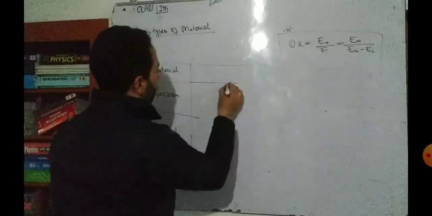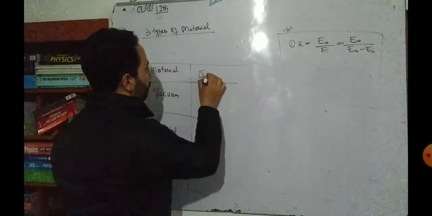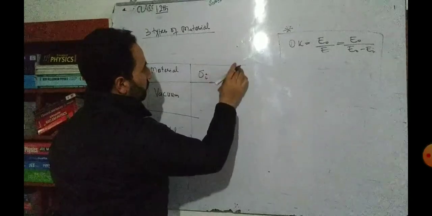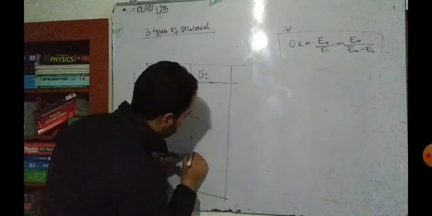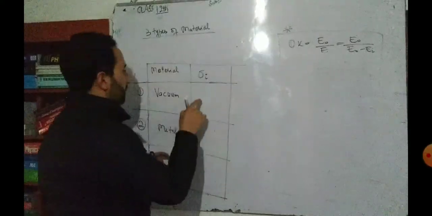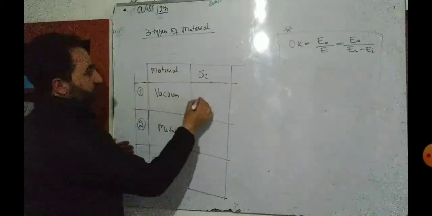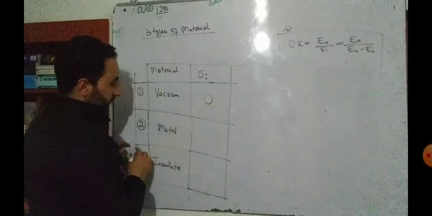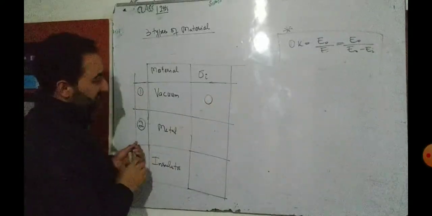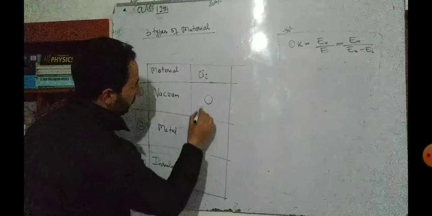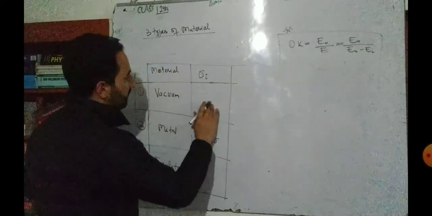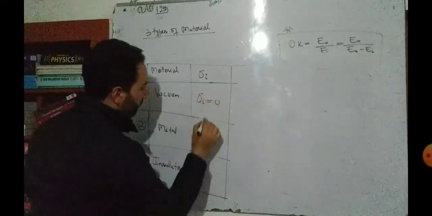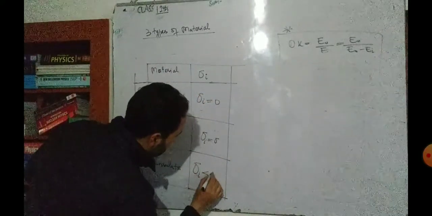And here in column number 2, I will write down sigma I, induced charge. Let's write down induced charge. In this case, induced charge will be simply equal to 0. In case of metal, sigma I is exactly equal to sigma. And in this case, it will be less than sigma. So here sigma I is equal to sigma. Here sigma I is equal to 0. Here sigma I is less than sigma.